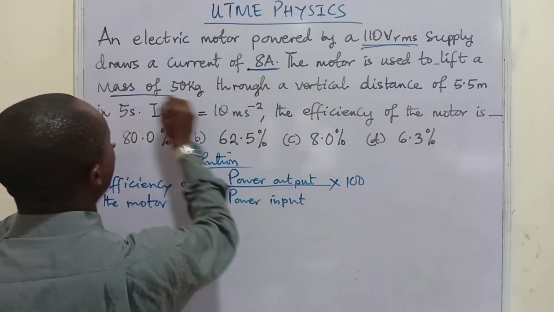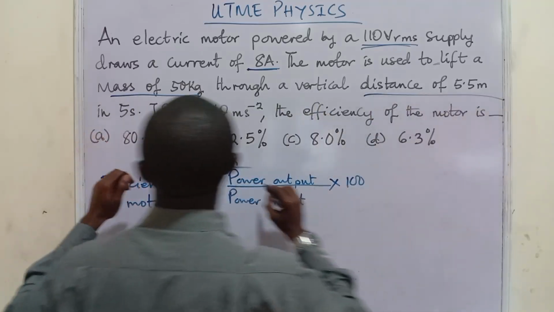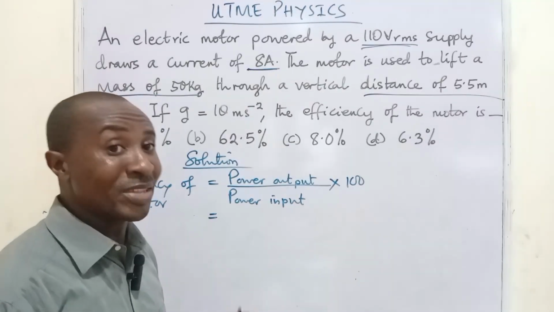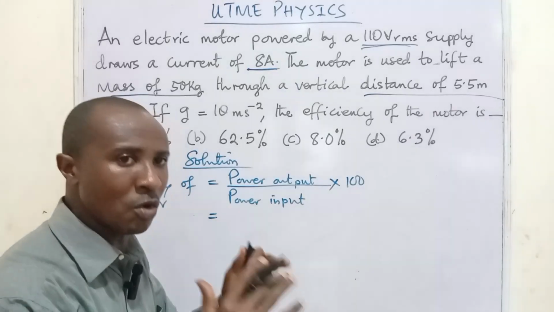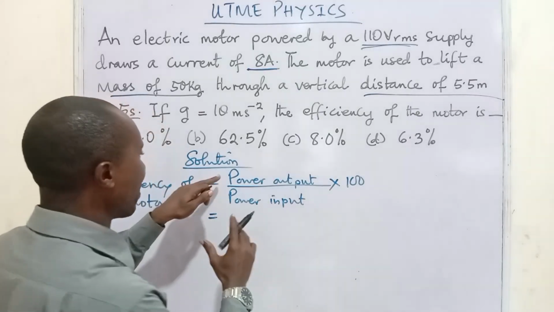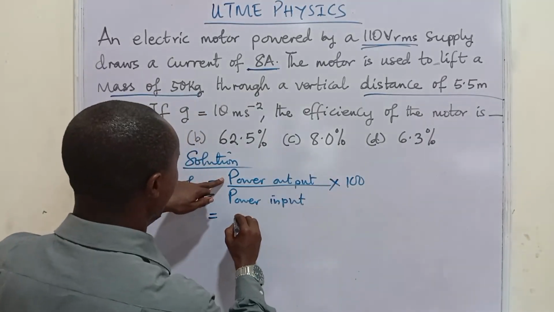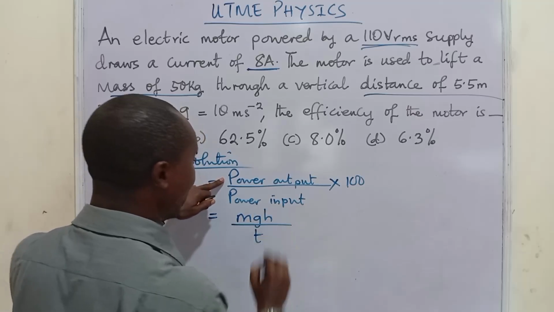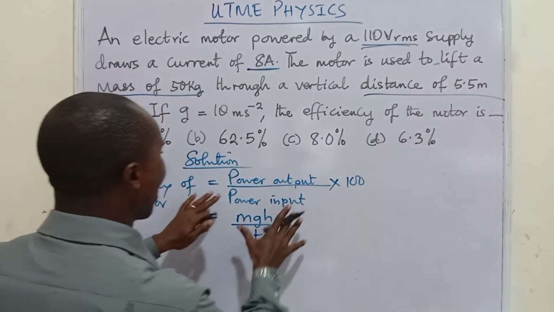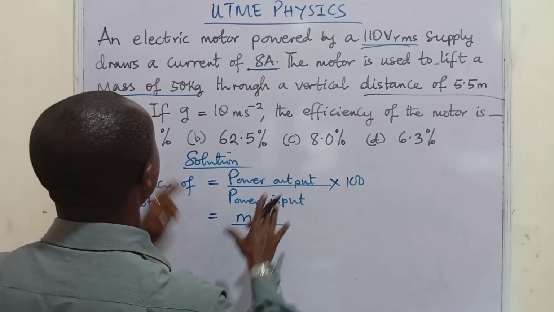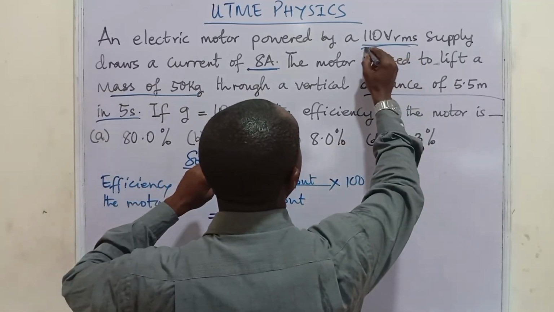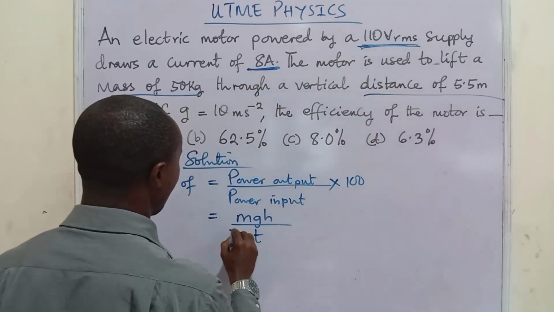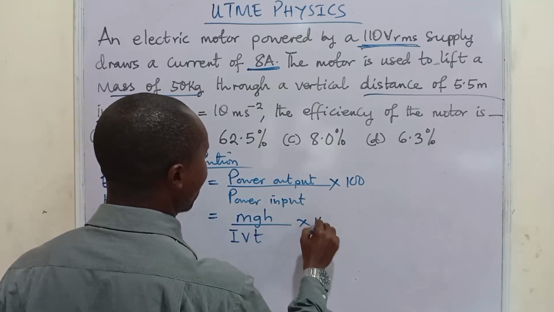Now, it is going to be used to lift a load, the power output. So we are given mass, we are given distance, and we are given time. And what is power? Power is the rate at which work is done. So work done over time taken is our power. So the power output in this instance is going to be mgh over time. Now, what will be the power input? Power input is simply what is coming in, I and V. So we have it as I times V.